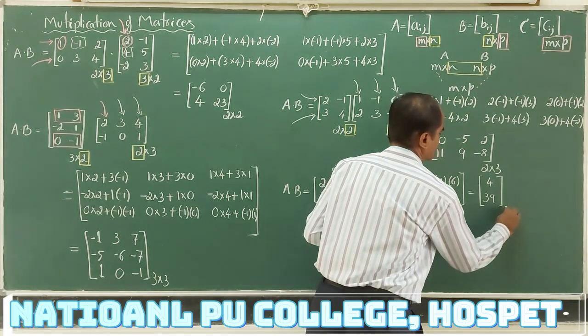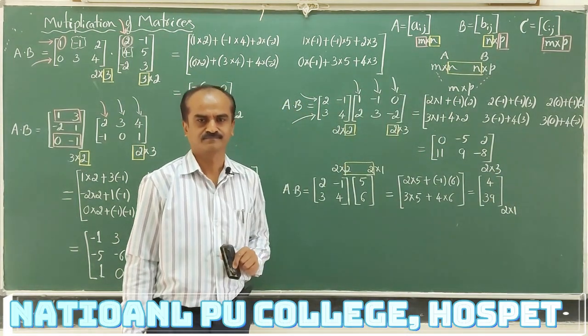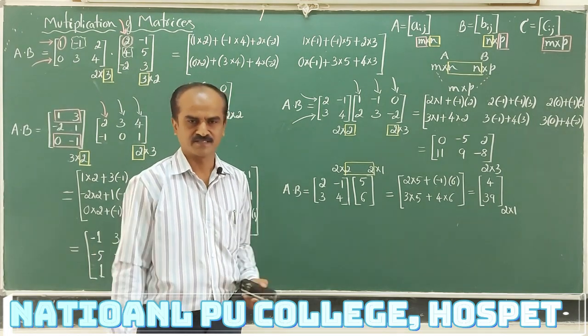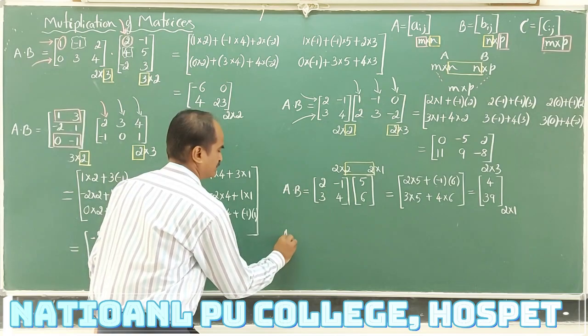What is the order of this matrix? 2 by 1. I hope you are able to understand this. Now let me take another example.